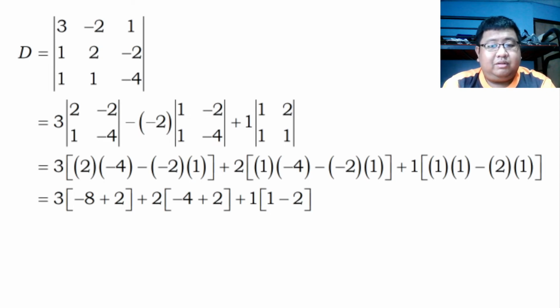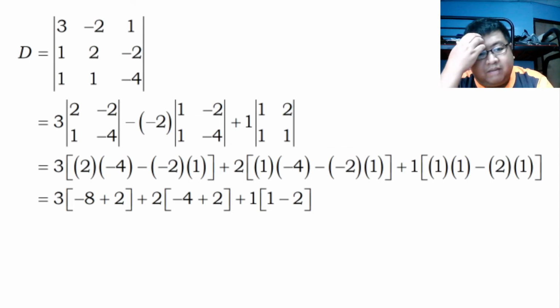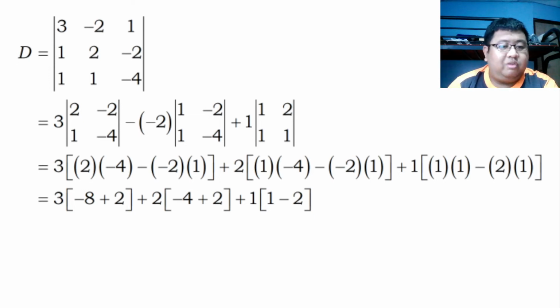Now, in the third bracket, it goes like this. 1 times 1 is 1. Tapos 2 times 1 is 2. 1 minus 2. Yun. Wala tayong masyadong problema sa signs doon. And remember to copy the coefficients outside those brackets. Kaya yung 3 sa una, nandyan pa rin. Yung plus 2 sa pangalawa, nandyan pa rin. At yung plus 1 sa pangatlo, nandyan pa rin. Don't forget to copy.